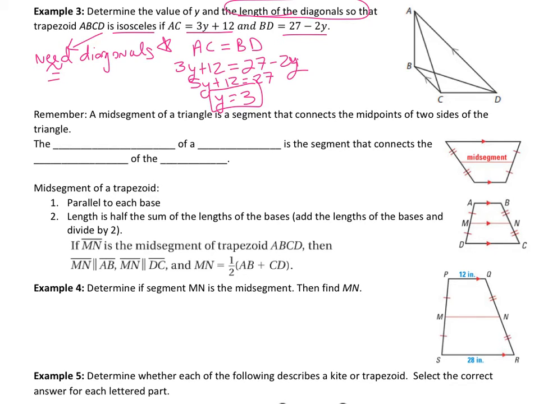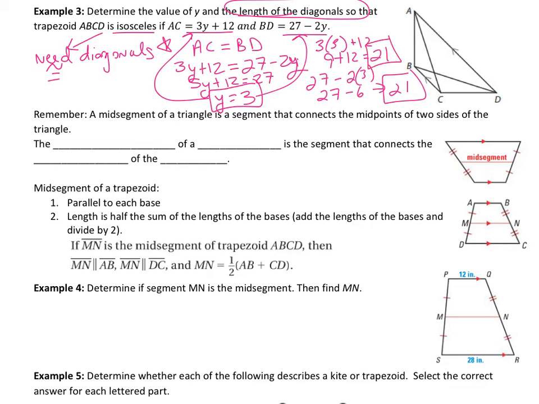Then you have to put it back into the two equations for AC and BD. So if we do the first one, 3 times 3 plus the 12, we get 9 plus 12, which gives us a 21. If you do the same thing for the other diagonal, 2 times 3 gives us a 6, so 27 minus 6 is also a 21. So remember, both the diagonals should come out as congruent, otherwise it tells you again that your solving part is off. You did not set up your equation or you did not solve it correctly.